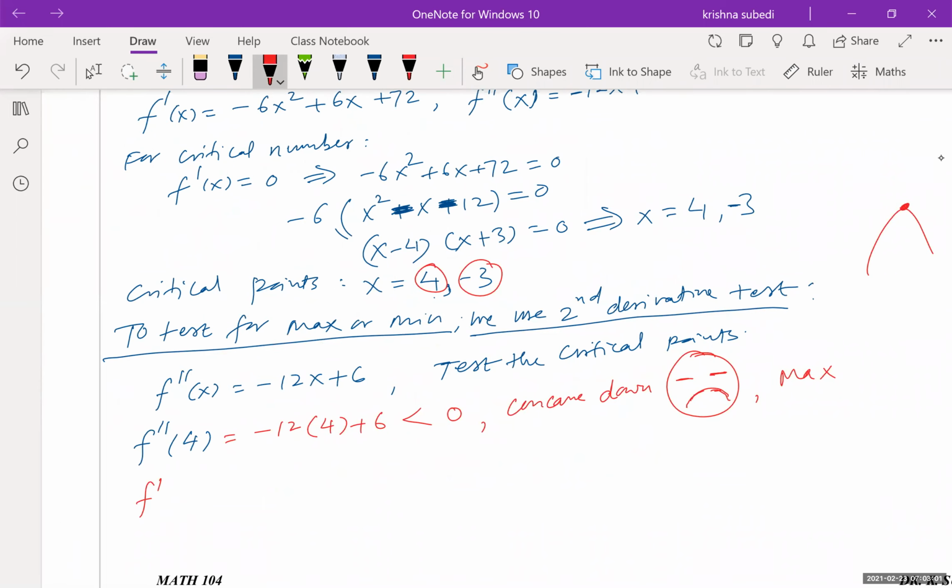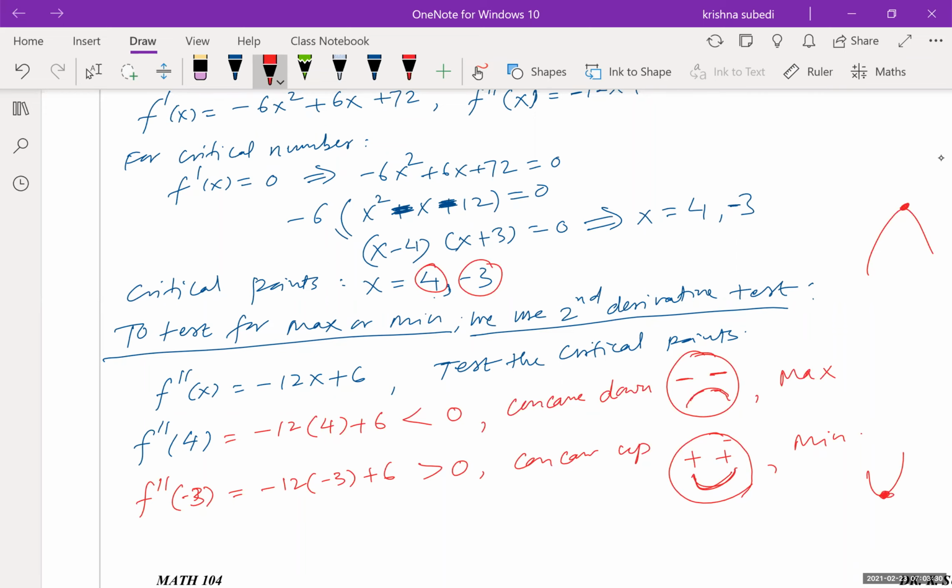And the second derivative when x is -3 gives me -12 times -3 plus 6, which is positive. Positive means concave up. Concave up means your mood is up, so you are up. Okay, you are happy. So that's minimum.